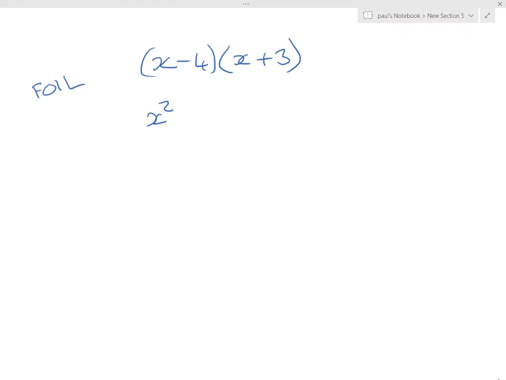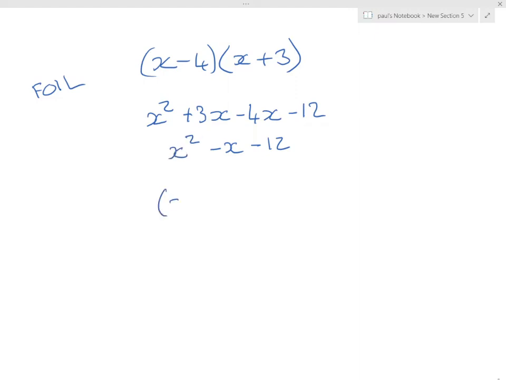x times 3 is plus 3x. Minus 4 times x is minus 4x. And minus 4 times 3 is minus 12. Tidy up the middle. We've got plus 3 and minus 4, so we end up with a minus 1x. So we don't need to write the 1, minus 12, and x squared.